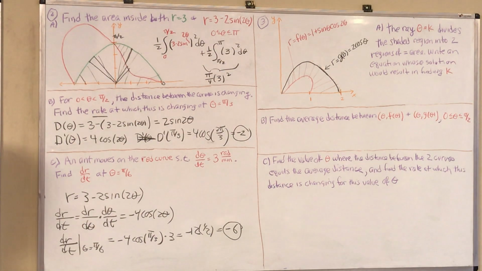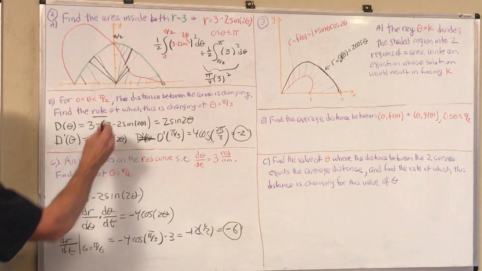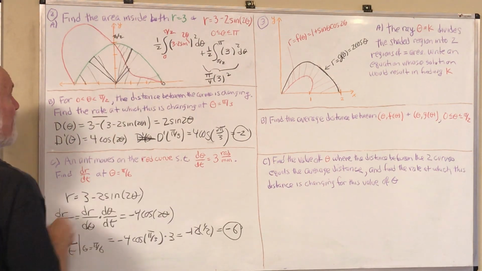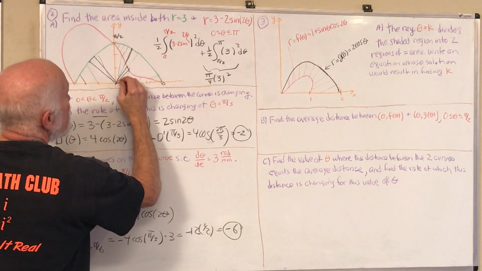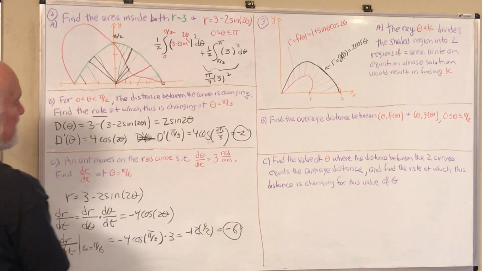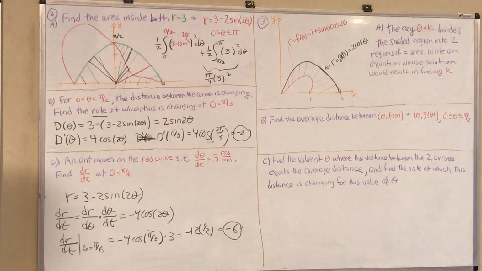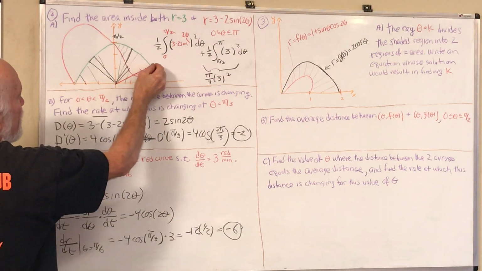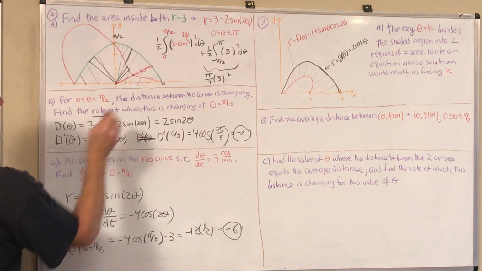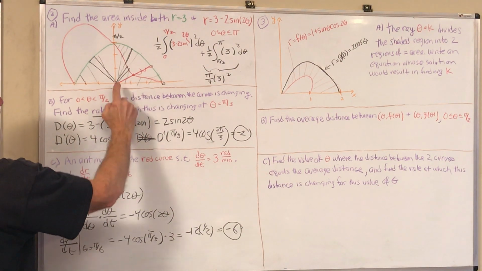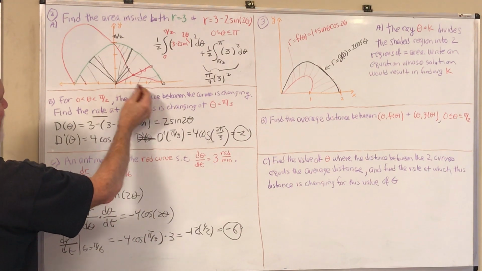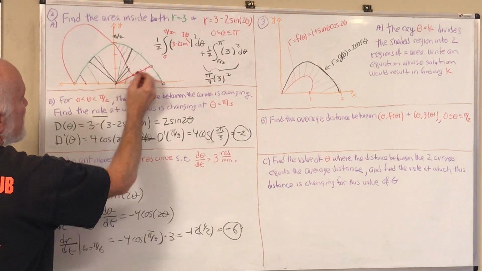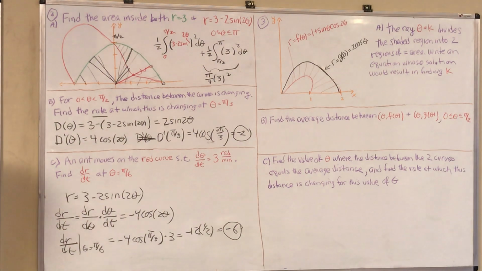So what we're finding is dr dt at that particular theta, which would be pi over 6, would be right there. We wouldn't go to the green, we would just go to red, that at that point in time, the radius is getting smaller. Starts out big and it's getting smaller at that point by this particular rate. So, some new things to learn in that problem.